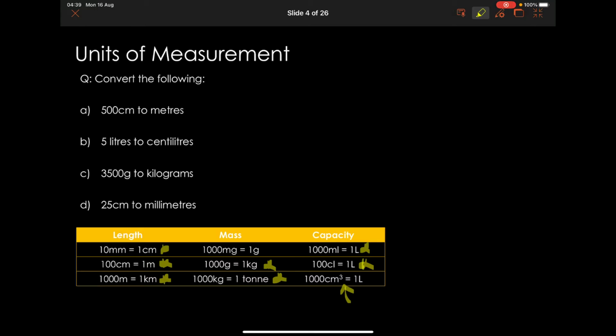They'll probably tell you that, okay? Now, the first one says 500 centimetres to metres. Now, I would write it like this. 1 metre equals 100 centimetres. Okay, I'm going to change my pen. 1 metre is 100 centimetres.